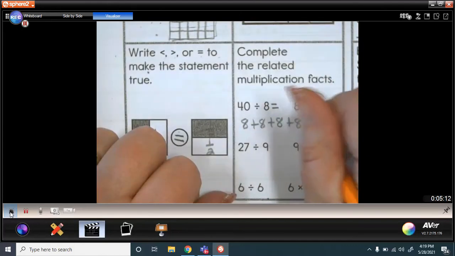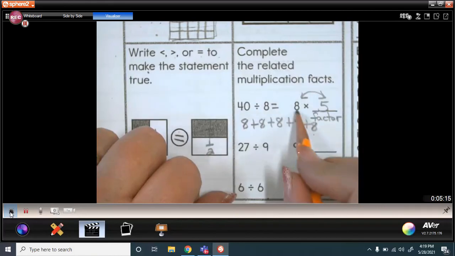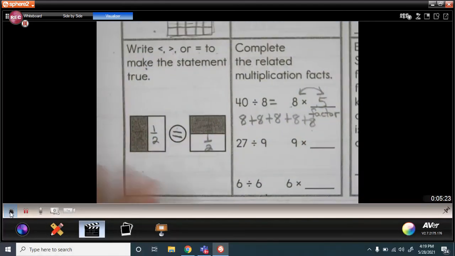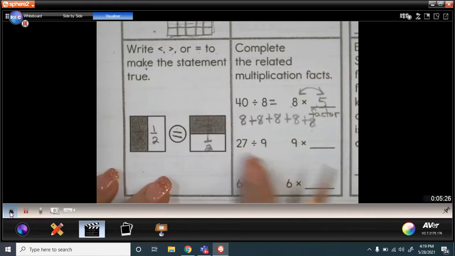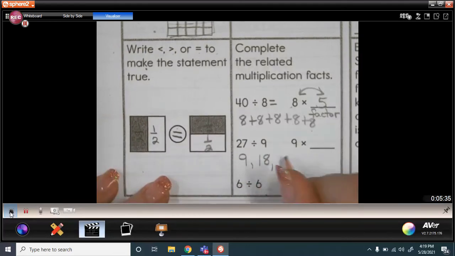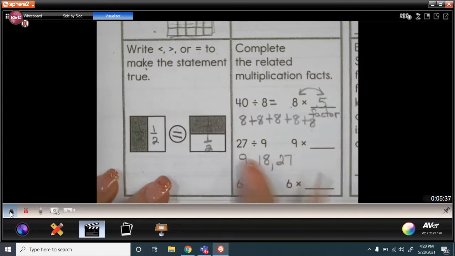Again, these can always be switched because I know 8 groups of 5 is the same as 5 groups of 8. And so we have our missing factor. Now let's take a look at if I have 27 objects and I put them into groups of 9, I would have 9, and another 9 is 18, and another 9 is 27. So how many groups of 9 did it take for me to reach my total of 27?